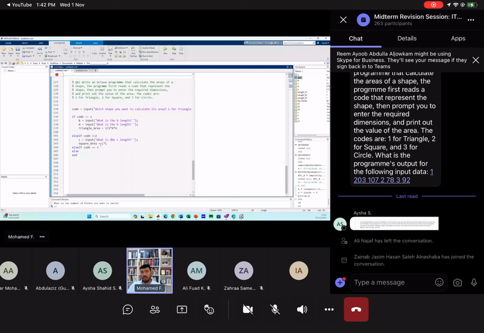So the square area is L square, or L multiplied by L. Okay, what else do we have? We have the third one, which is the circle.